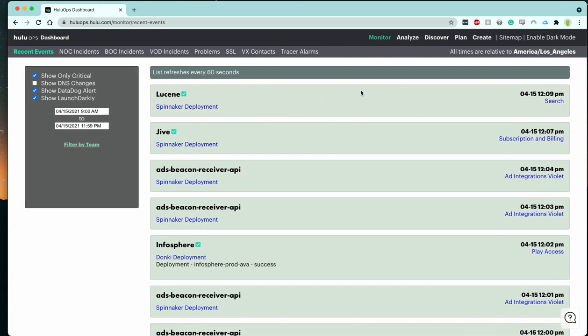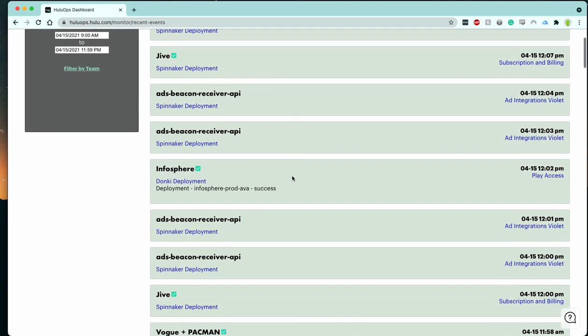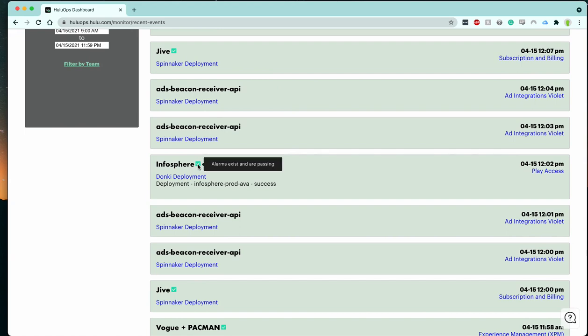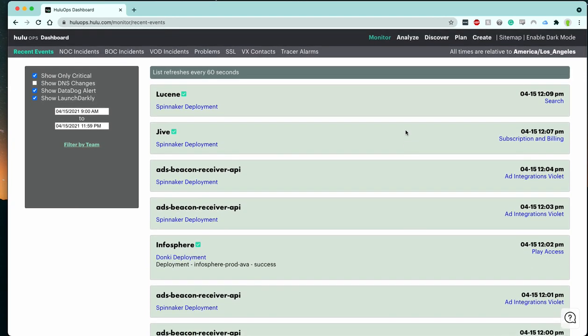So at 12:09, we had a Spinnaker deployment by this particular service, and all of their service checks passed. Everything was green, so that's good. That's awesome. Infosphere, there was a deployment at 12:02. Again, we see this green check mark. They exist, but they're passing, right? So those internal service checks that the engineering teams have built for their particular service, there was a deployment. The alarms do exist, and they're all green. So at a glance, if any one of those things on the homepage actually fired, I would be able to see a history of everything that's happened in the last whatever.